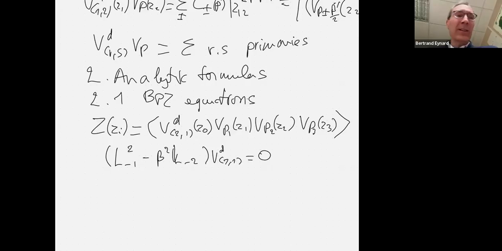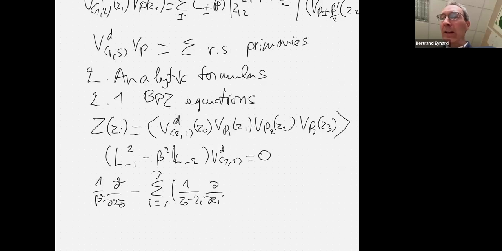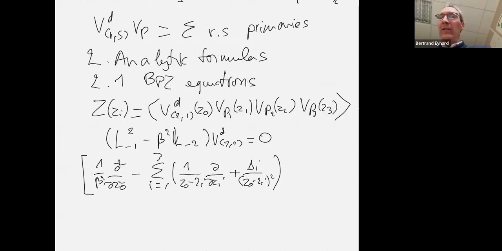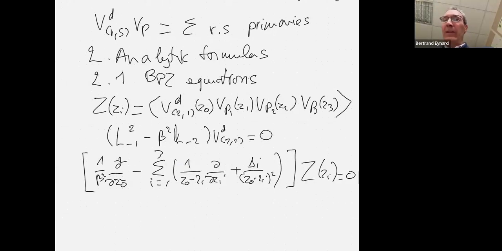And therefore, we get a differential equation, which is (1/β^2 ∂^2/∂z_0^2 - Σ_{i=1}^{3} [1/(z_0 - z_i) ∂/∂z_i + Δ_i/(z_0 - z_i)^2]) applied to big Z of z_i must be 0, just by vanishing of this singular vector here. And that's called the BPZ equation, so Belavin-Polyakov-Zamolodchikov equation.